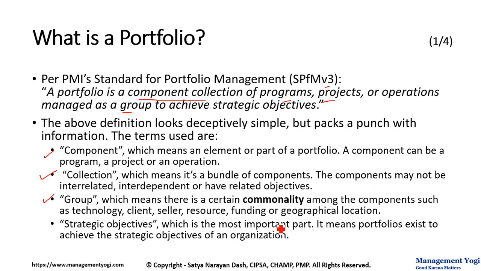Next one is strategic objectives. So that is another part which is important to understand. Strategic objectives, it is the most important part. It means portfolios exist to achieve the strategic objectives of an organization. So to repeat, a portfolio is a component collection of programs, projects or operations managed as a group to achieve strategic objectives of an organization.